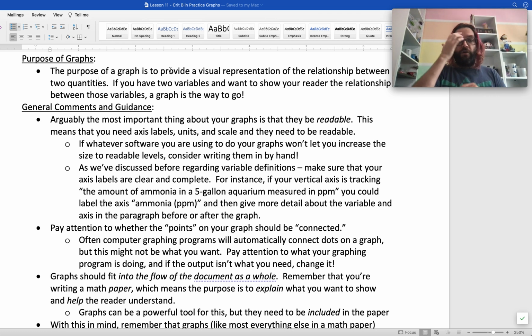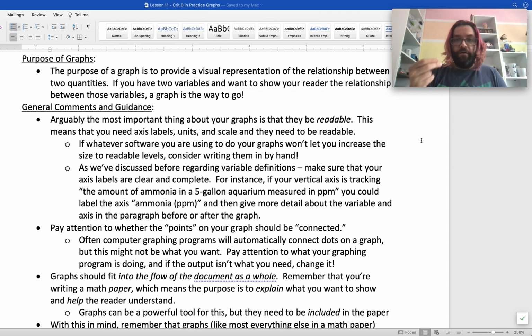The reason that I like to talk about what the purpose of these things is before we get into how to use them is I don't want you to just use a graph because it feels like the thing you should do. Your graph should be there for a purpose. There should be a reason that it's there. And the reason should be more than just, well, I need to have multiple mathematical representations, so I guess I better put other stuff in. So the purpose is to give your reader a visual representation of the relationship.